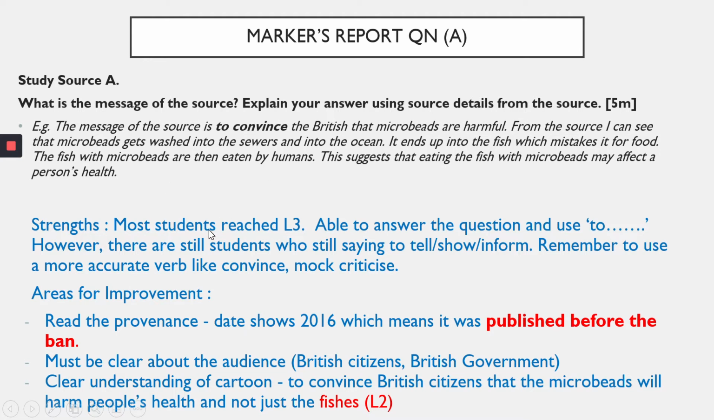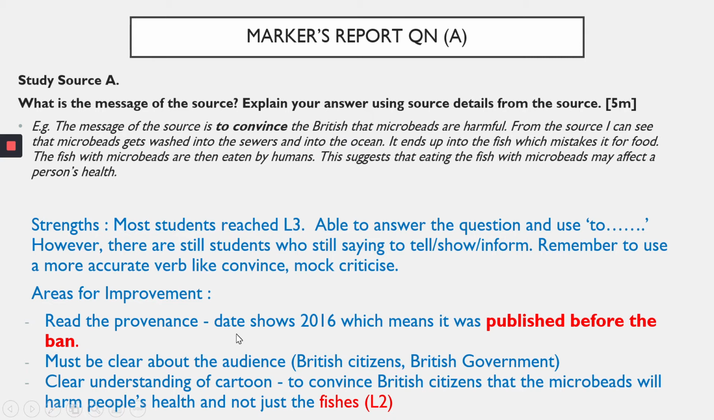The strength is most of the students actually reached level 3. That means they were able to answer the message is to something. Now, you must always remember you don't do the inference first. You actually answer the question. You must also identify the audience. You cannot say the message of the source is to convince the audience. Which audience? Whose audience? So be very specific about that.